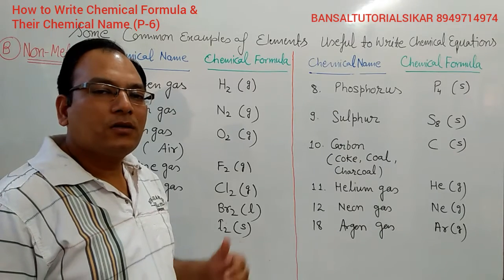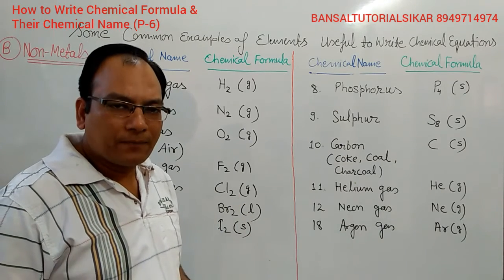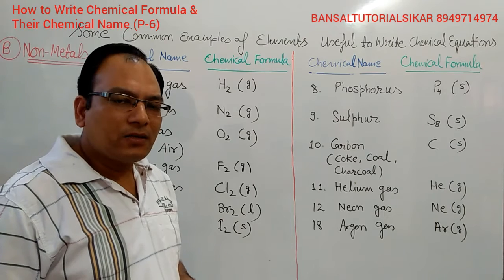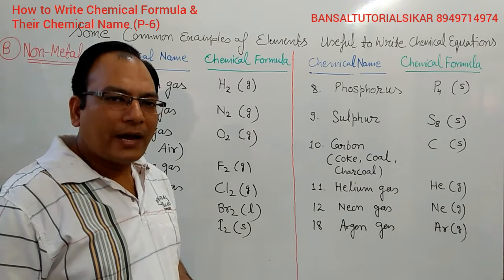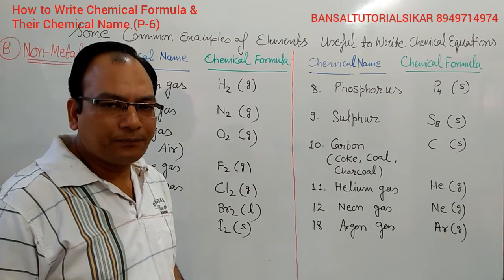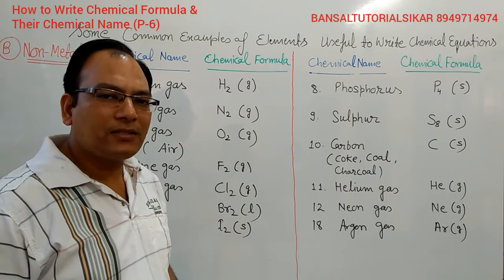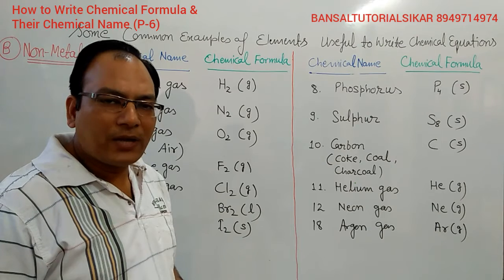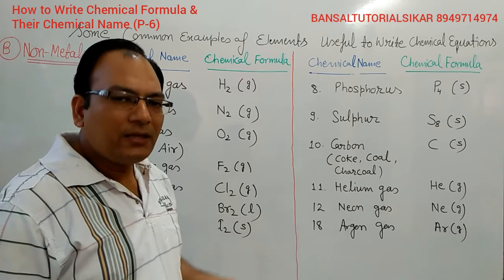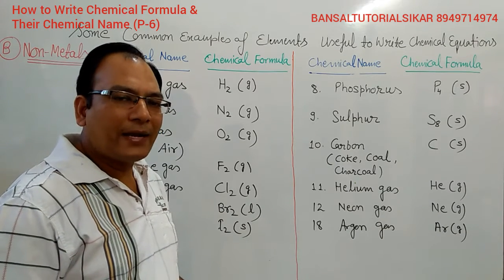Students, metals are always monoatomic. They are constituent particles composed of only one atom, and they exist in solid state except mercury. Mercury is the only metal which exists as liquid at room temperature. So let's see some more examples of elements.